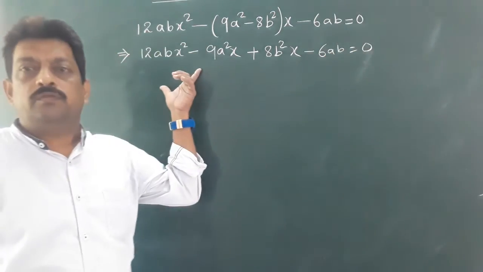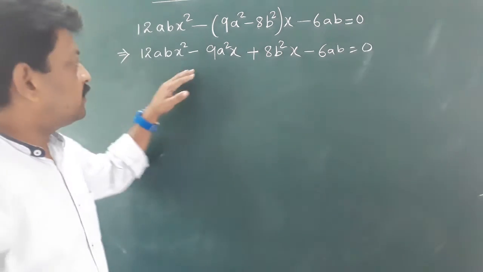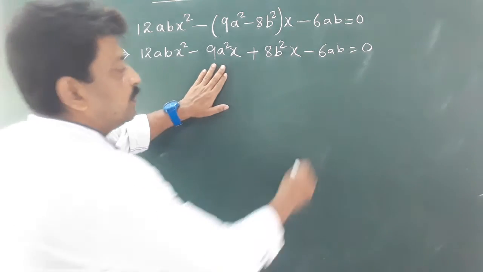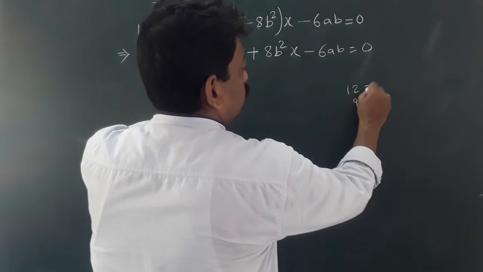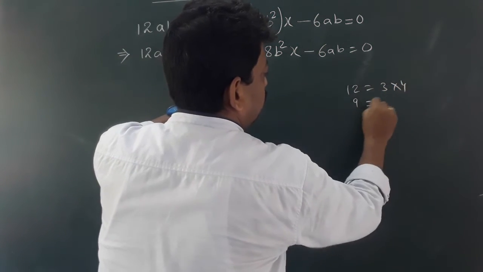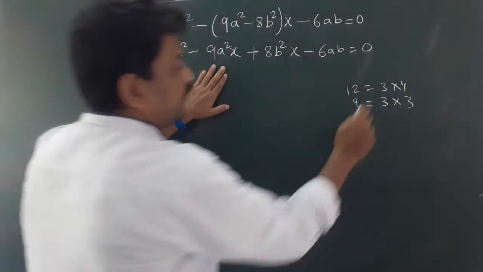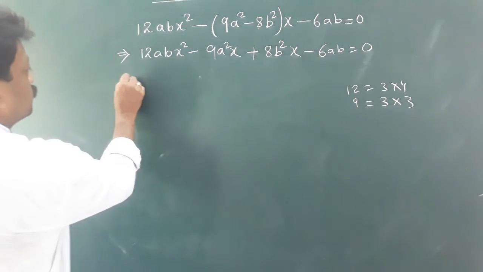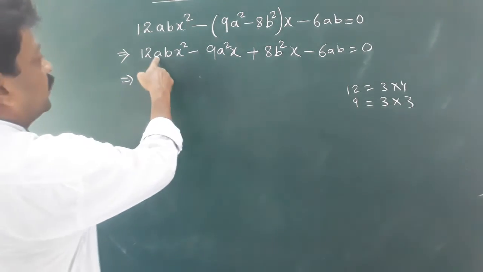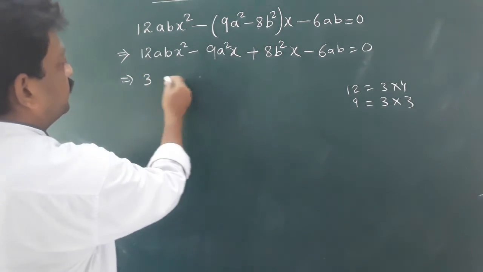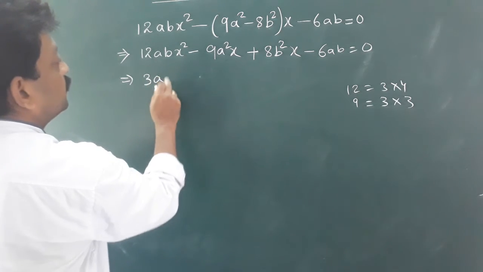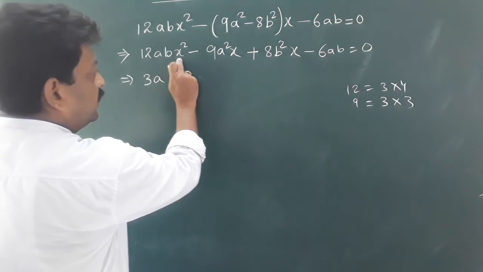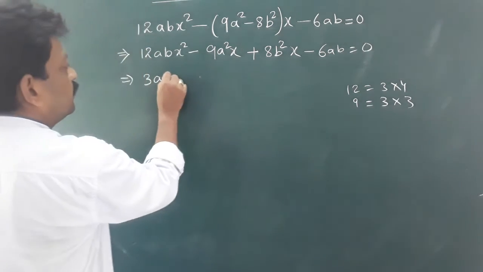Now take the first two terms. What are the things which are common in the first and the second term? So 12 and 9 are there. 12 means 3 into 4 and 9 means 3 into 3. So out of 12 and 9, 3 is the common factor, so I am taking 3. Now here it is a, here it is a square, naturally a is common. Here it is b, b is not there, so nothing is common. And here it is x square, here it is x, so x will be common.